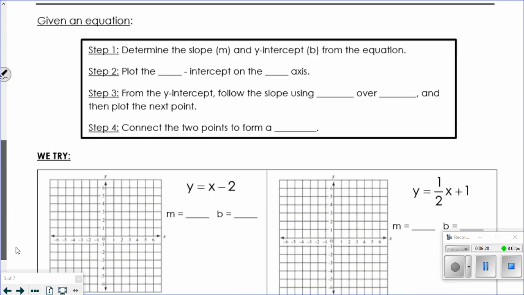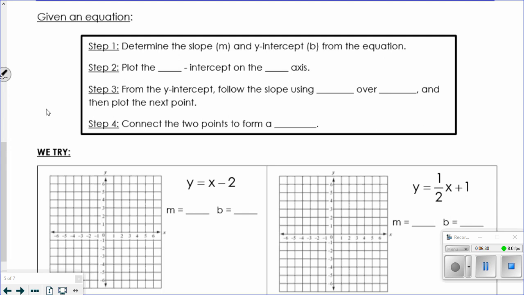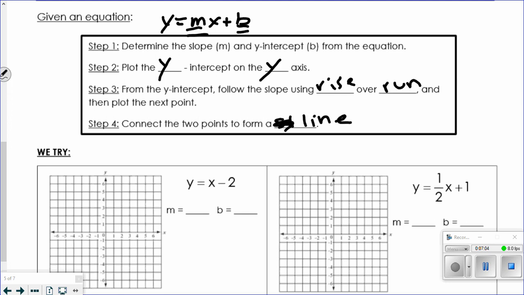Okay? And the last one that we'll do is if we're given an equation. So it says given an equation, determine the slope and the y-intercept from the equation. So we'll have to determine, well, in y equals mx plus b, what's in the spot of the m, that's the slope. What's in the spot of the b, that's the y-intercept. The first thing we want to do is plot the y-intercept on the y-axis. Then from the intercept, we're going to follow rise over run and plot the next point. Finally, we'll connect the 2 points to form a line.